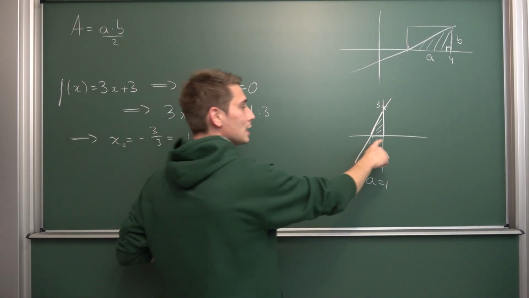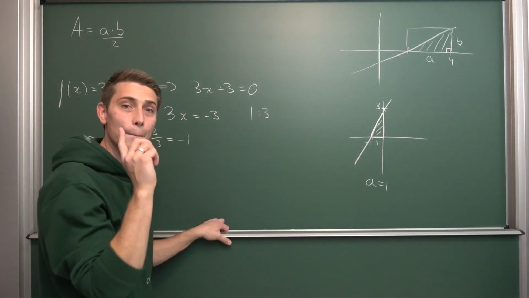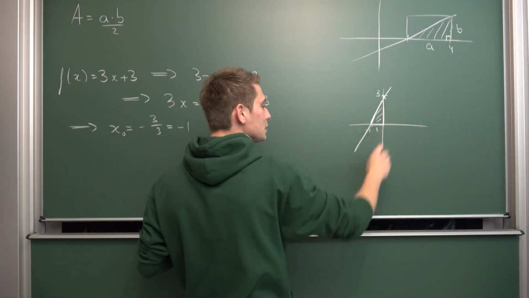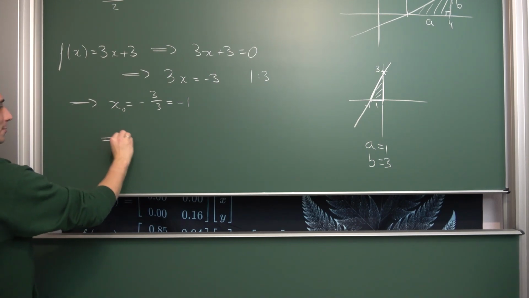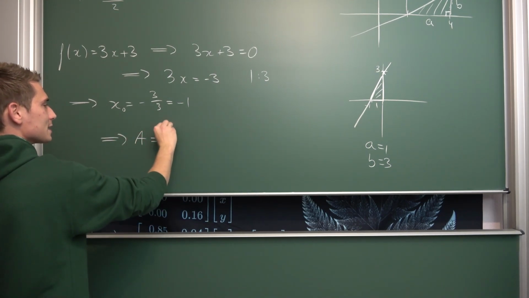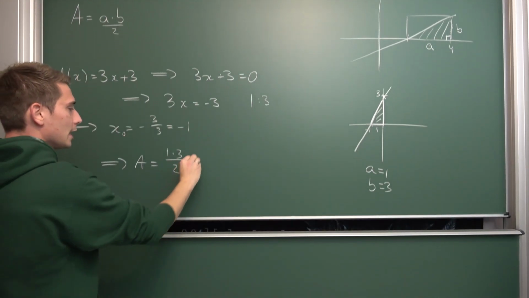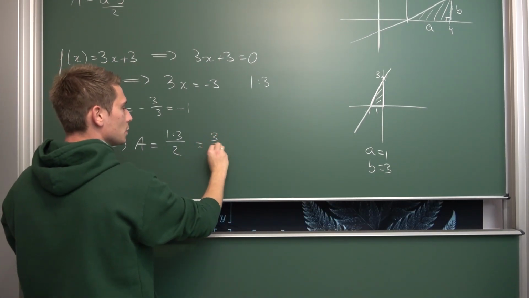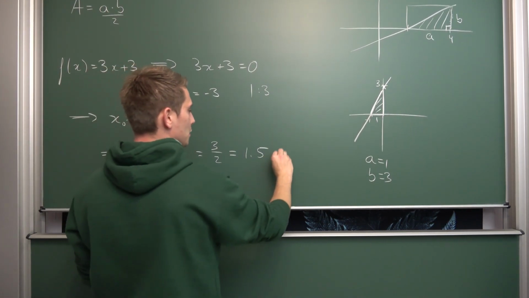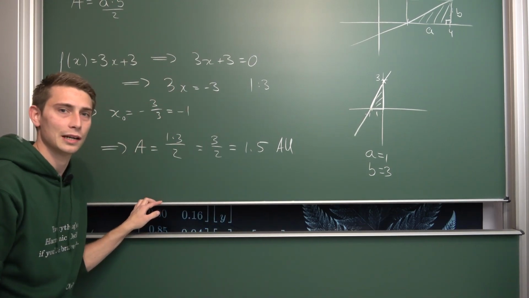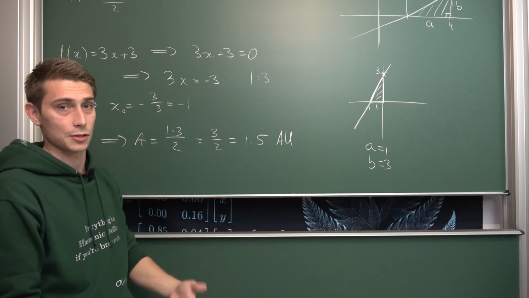What is the distance between 0 and the y-intercept? The y-intercept is exactly at 3, meaning we have 3 units as our b. And now the area is really easy to calculate, because our area is 1 times 3 over 2 by this formula that we have here. And 1 times 3 is 3, so this is 3 over 2, which is 1.5. And now you can say those are area units, AU, like square centimeters or whatsoever.